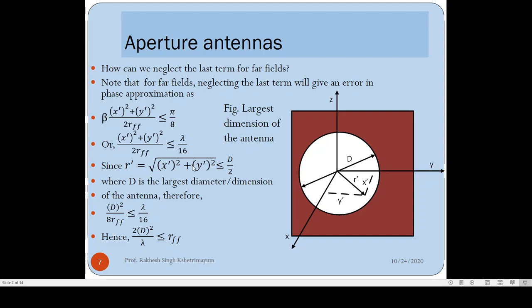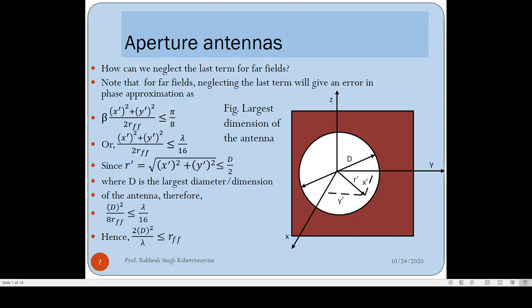So r dash, equal to the square root of x dash square plus y dash square, is less than or equal to d by 2. You substitute it in this expression, putting in the maximum value of x dash square plus y dash square, that is d square by 4. So finally what you have is d square by 8 r_ff is less than or equal to lambda by 16. Then what you see is that the distance of the far field would be 2d square by lambda, where d is the maximum dimension of the antenna. So this is giving you the far field of the antenna. When you move a distance of 2d square by lambda from the antenna, you are in the far field of the antenna. We are getting the exact relation we discussed in one of the previous classes.